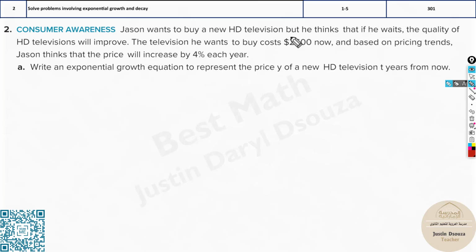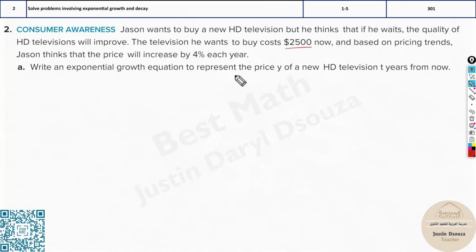Jason wants to buy a new HD television, but he thinks that if he waits, the quality of the HD television will improve. The television he wants to buy costs $2,500 now, at present. And based on pricing trends, Jason thinks that the price will increase 4% each year. So certain products will always keep on increasing their price after each year, right? Because of inflation and other stuff. So this increases every year by 4%. But the HD quality will improve as well.